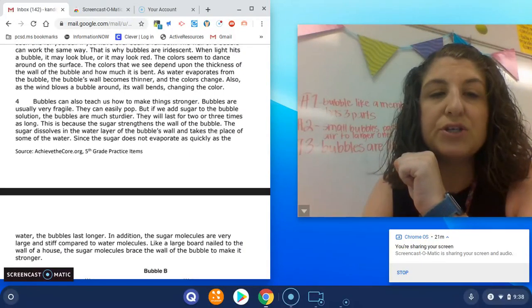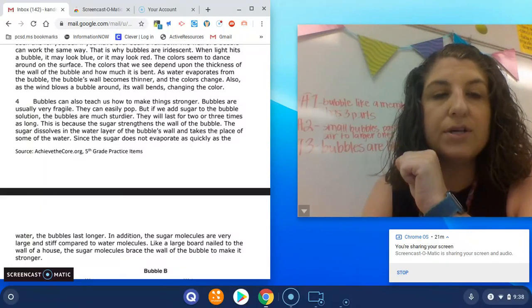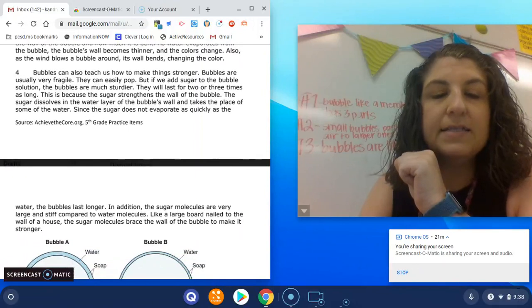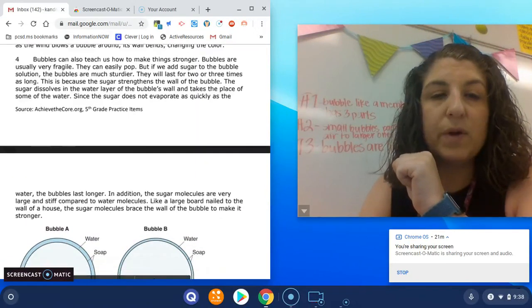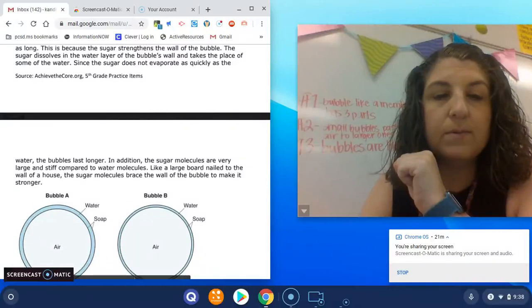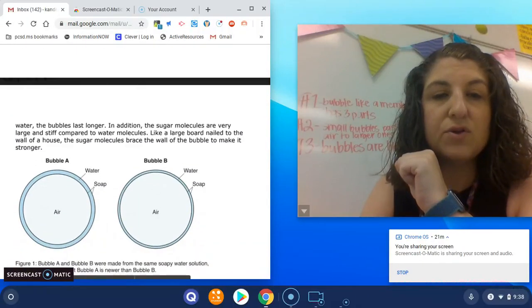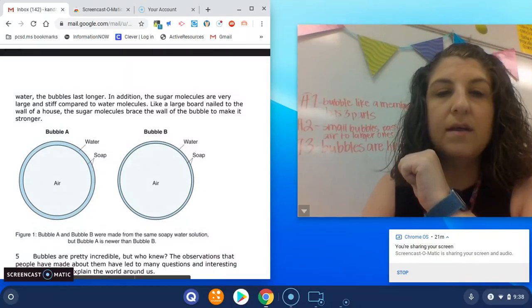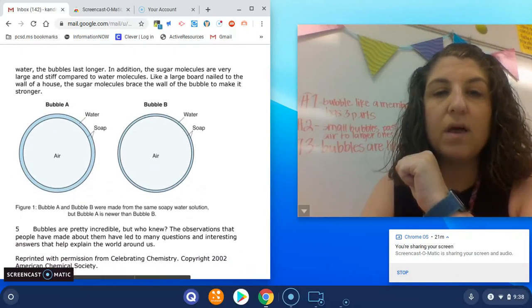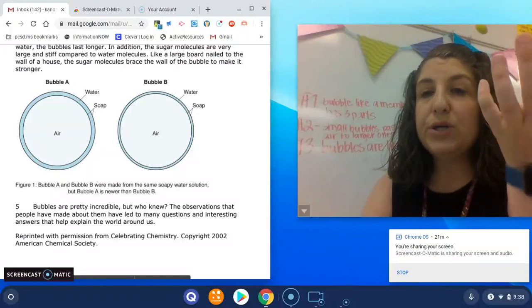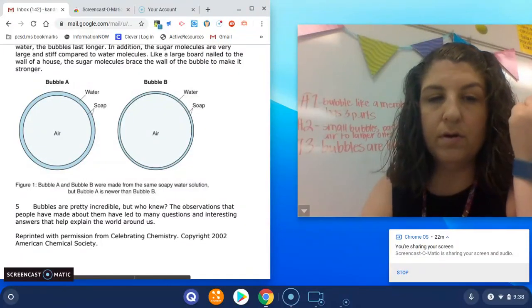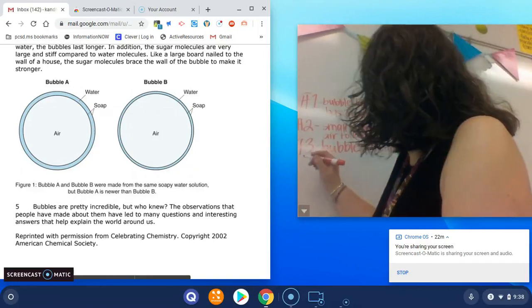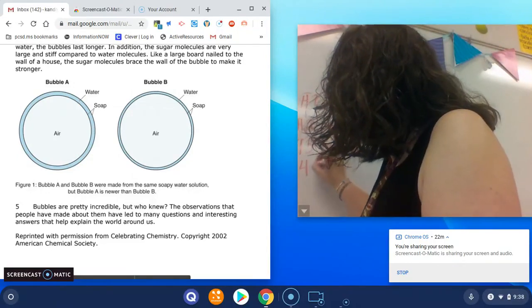This is because the sugar strengthens the wall of the bubble. The sugar dissolves in the water layer of the bubble's wall and takes the place of some of the water. Since the sugar does not evaporate as quickly as the water, the bubbles last longer. In addition, the sugar molecules are very large and stiff compared to water molecules. Like a large board nailed to the wall of a house, the sugar molecules brace the wall of the bubble to make it stronger. Okay, so your sugar becomes the sturdier walls of your bubble. Okay, so in paragraph 4, we find out that sugar can make bubbles stronger.